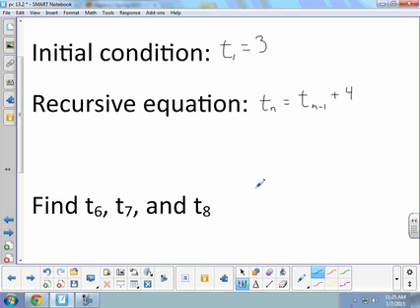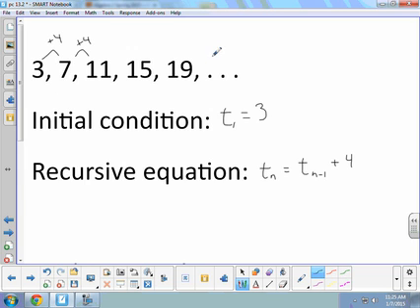So if we wanted to get t sub 6, t sub 7, and t sub 8, all we're doing is adding 4. 19 plus 4 is 23, 27, 31.